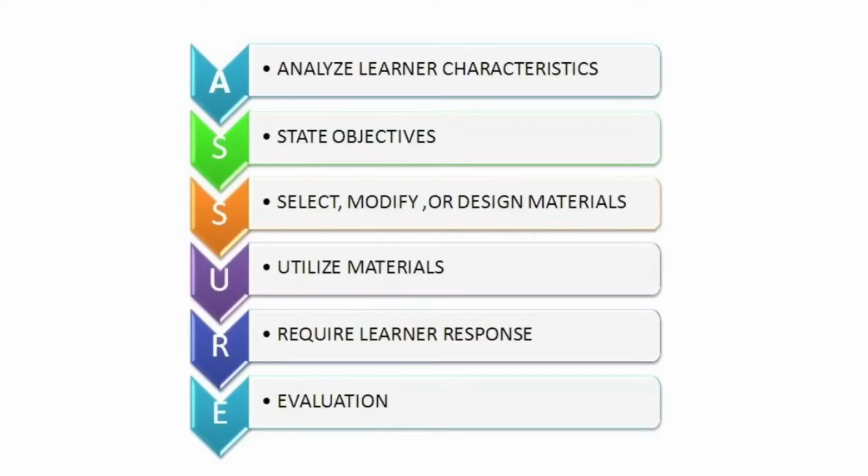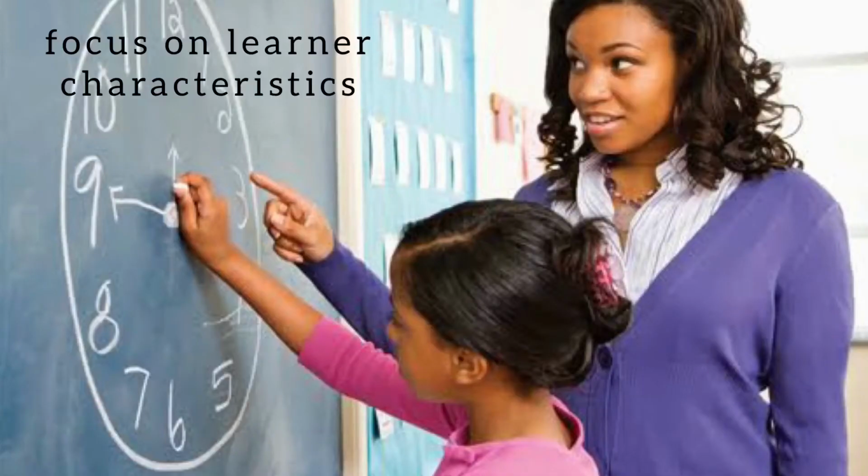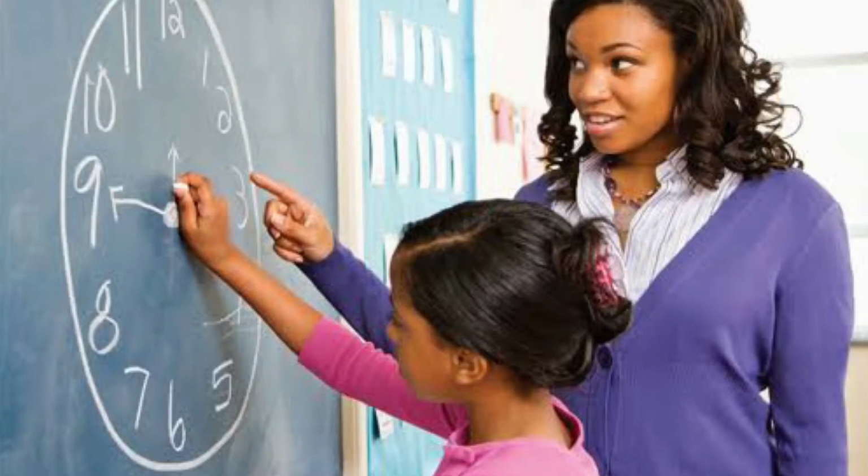Assure is an acronym that stands for the various steps in the model. The following is a breakdown of each step. The first part is to analyze learner characteristics. The teacher should analyze the attributes of her learners. There should be a focus on those learner characteristics which are associated with the learning outcomes desired.